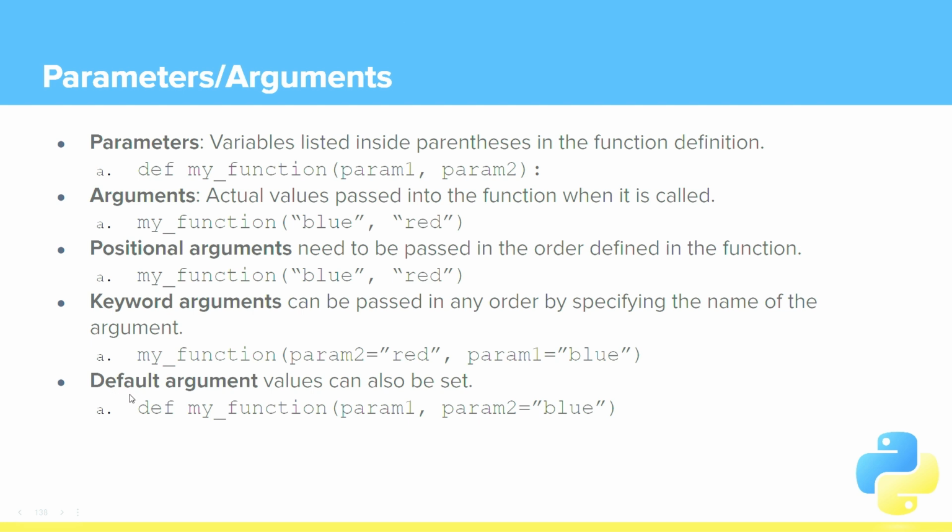And we also have what are called default arguments that we can set when we define the function, where we can say param1 will be a positional parameter, and param2, if it's not set with an argument, will automatically be the value blue. So when we're defining the function, we can say explicitly what we want it to be if it's not set. And default arguments need to follow non-default arguments. Otherwise, Python won't like that.